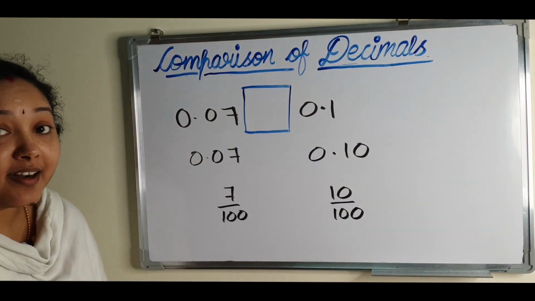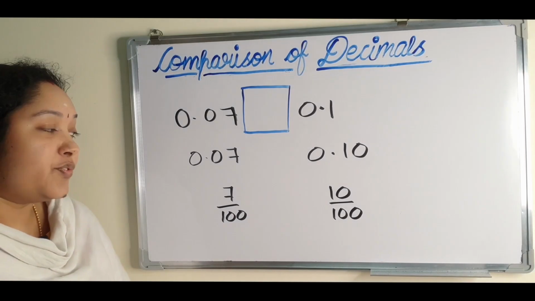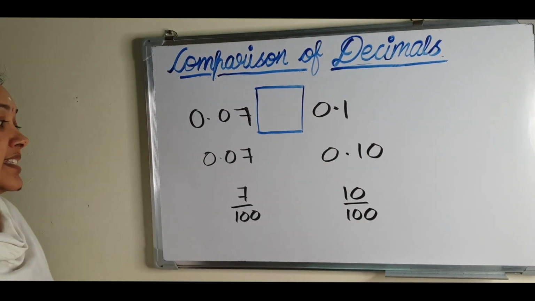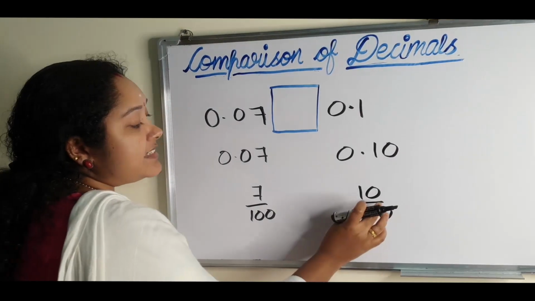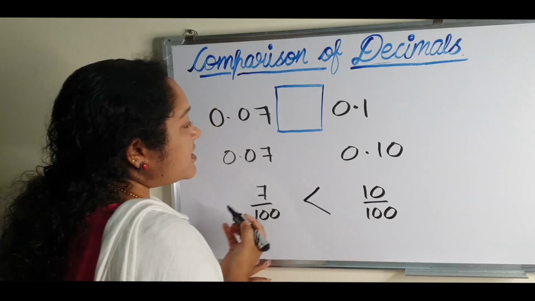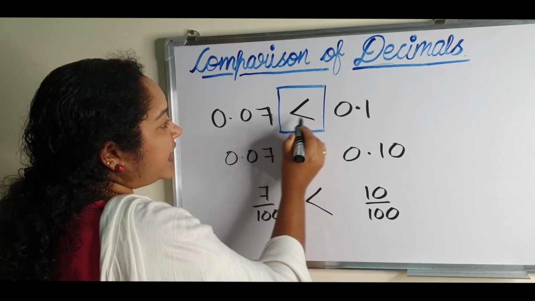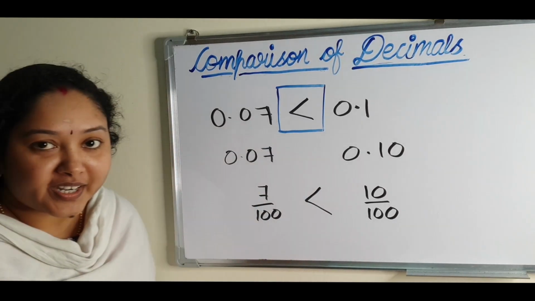These two fractions are like fractions, so we consider the numerators 7 and 10. 7 is smaller than 10. So 0.07 is smaller than 0.1.